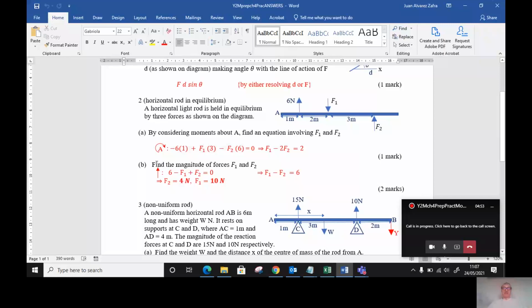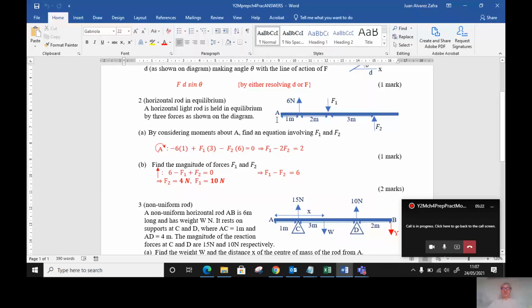When taking moments, I like to give the direction. So in this case, I'm taking moments about the axis A, and I'm going to take clockwise moments as being positive. That means that the 6 newton force, if I think about what it does about A, is trying to turn this rod anti-clockwise about A, and therefore the moment of the 6 newton force clockwise is minus 6 times the distance 1.